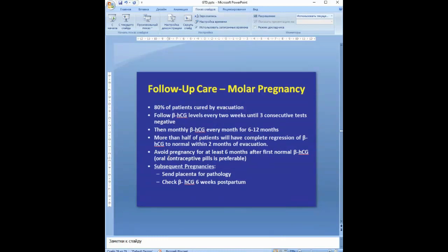Subsequent pregnancy. It's necessary to send the placenta for pathology for the prophylaxis of possible mistakes and missed recurrence of gestational trophoblastic disease. It's also necessary to check beta HCG 6 weeks postpartum.